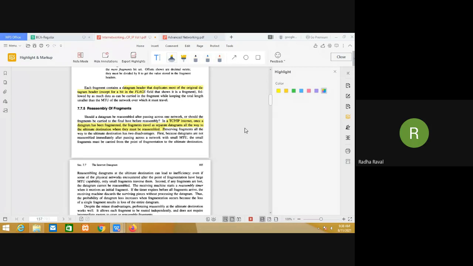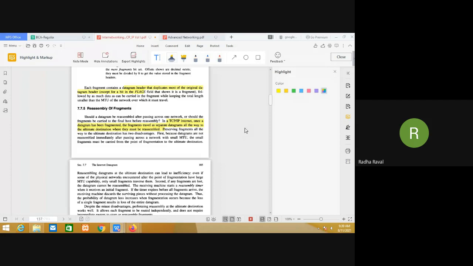Okay, so preserving fragments all the way to the ultimate destination has two disadvantages. You can choose to reassemble, or you can keep your data as a fragmented part, but they have some disadvantages. So what are those disadvantages? First, because datagrams are not reassembled immediately after passing across a network with a small MTU, the small fragments must be carried from the point of fragmentation to the ultimate destination.